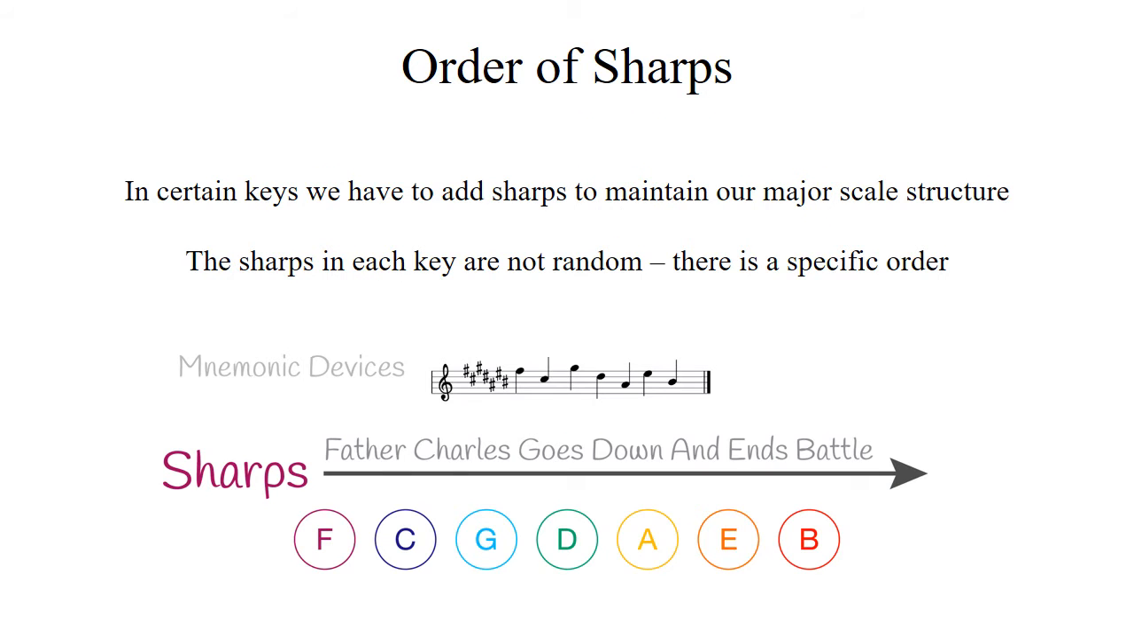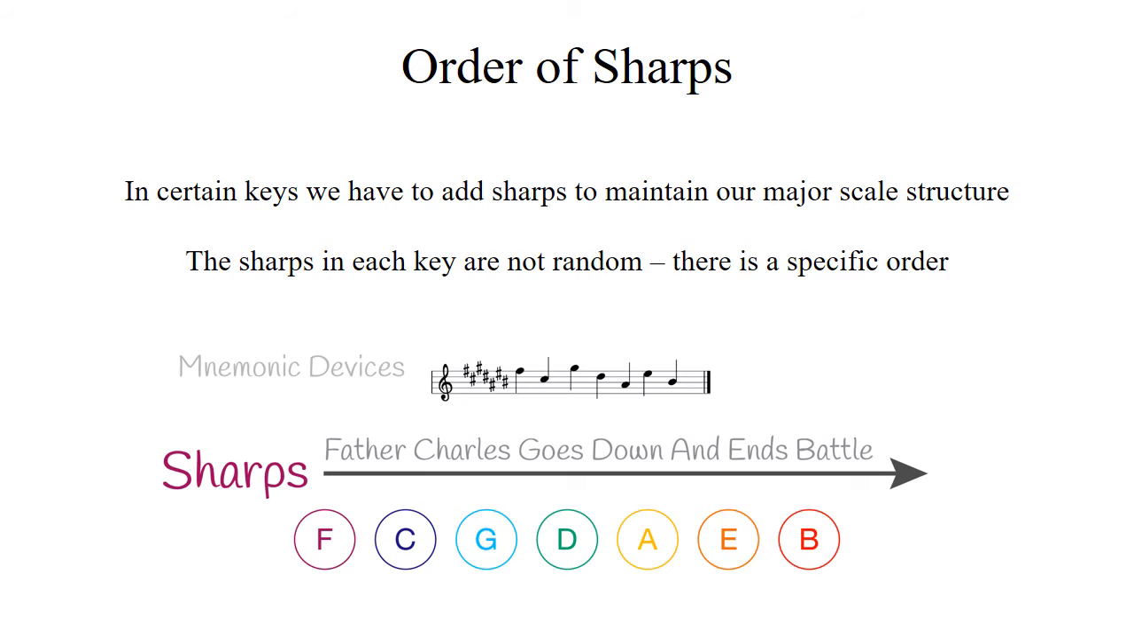So, as I'm sure you're well aware of by now, we have to add certain sharps to certain keys to maintain our major scale structure. And these sharps, like I said before, are not random. There is a very specific order to them. Our order of sharps is F, C, G, D, A, E, and B. And each time we add a new sharp to a key, it has to follow this order.